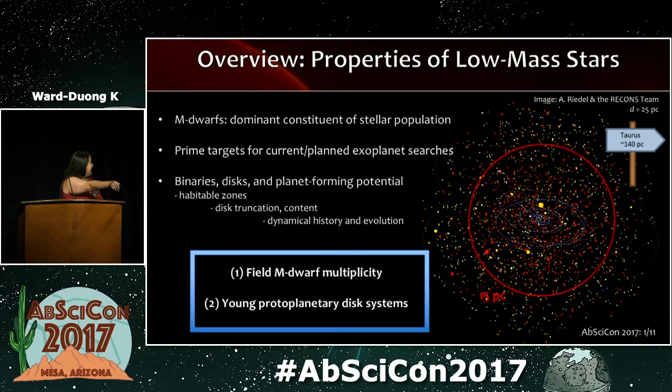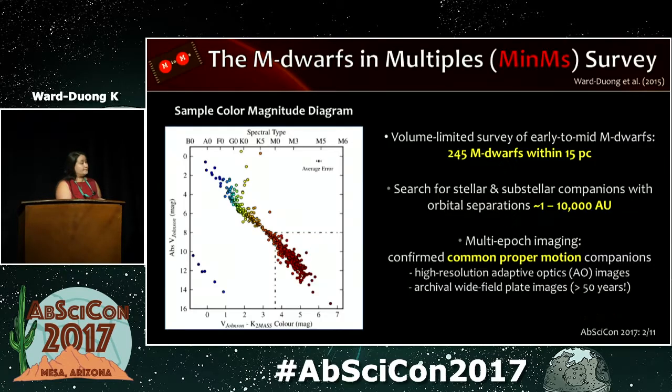To investigate this, today I'm going to be talking about two main results. One, field M-dwarf multiplicity. We're looking at just this interior 15 parsec region of the closest, brightest M-dwarfs to measure their binary properties. And then we're going to move outward to the Taurus star-forming region, 140 parsecs distant, which is about 1 to 2 million years old, to understand the protoplanetary disk properties of much younger analog systems.